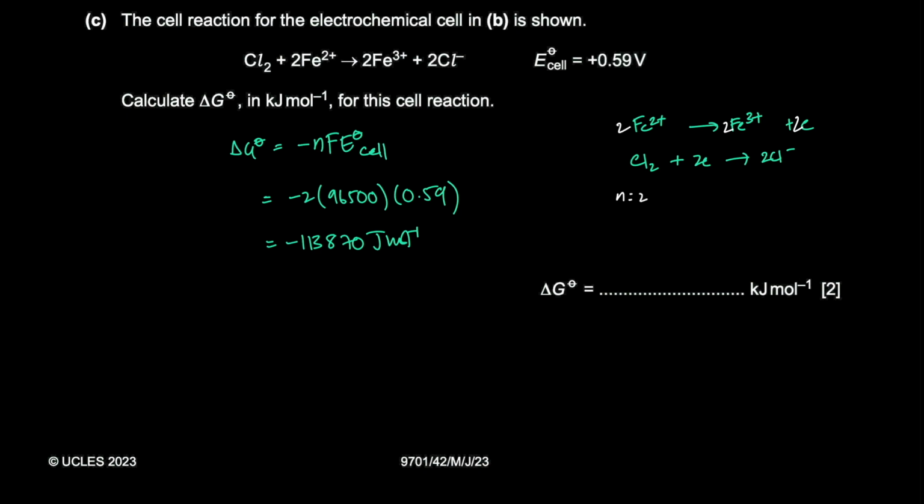We're using SI units. And then to convert this to kilojoules per mole, we just have to divide it by 1,000. So the answer is negative 113.870 kilojoules per mole, or we can just say negative 114 kilojoules per mole, right? To 3 significant figures. All right. Moving on.